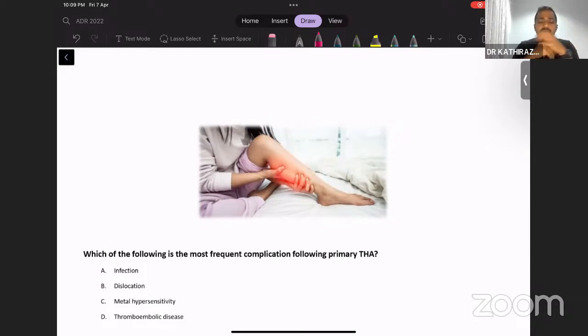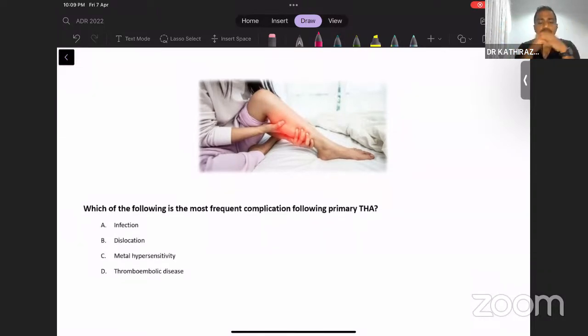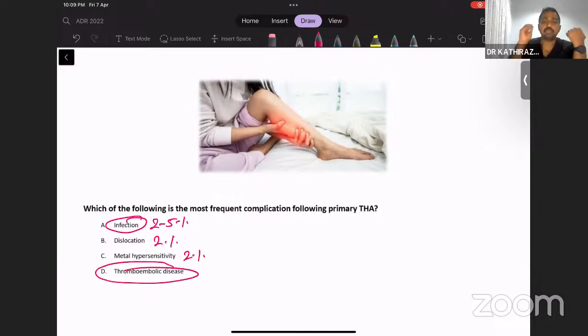Okay, so I'm asking one such question: what is the most frequent complication following a primary total hip arthroplasty? Infection, less chance, 2 to 5%. Dislocation, 2%. Metal hypersensitivity, 2%. Thromboembolic disease is much more common than 2%.